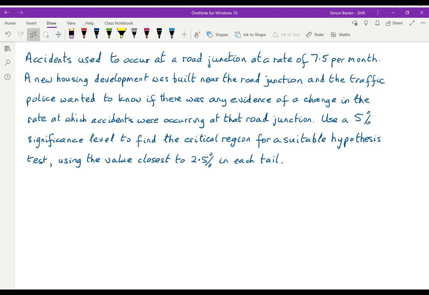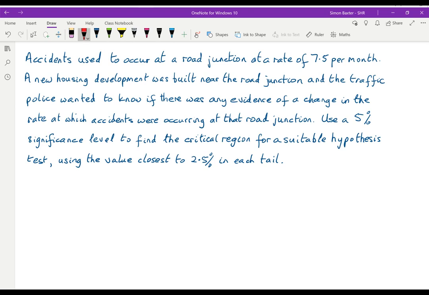We're going to be looking at a two-tail test. It is that point where we decide whether it's one tail or two tail. A change in the rate at which accidents were occurring at that road junction. Use a 5% significance level to find the critical region for a suitable hypothesis test using the value closest to 2.5% in each tail.